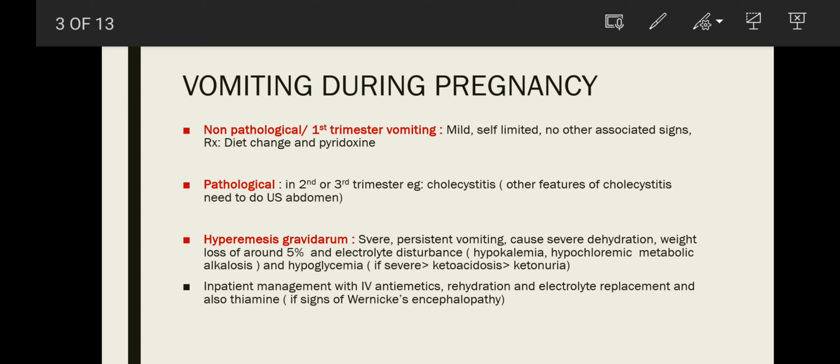So this is all about vomiting during pregnancy. First trimester, mild, it's completely fine, nothing to worry about. Just manage conservatively. If you are suspecting any other etiology like cholecystitis, then we need to do an ultrasound. And the third one is hyperemesis gravidarum. This is a severe condition. We need to admit the patient, do inpatient management, and replace the losses like electrolytes and fluids, and give thiamine, all this.